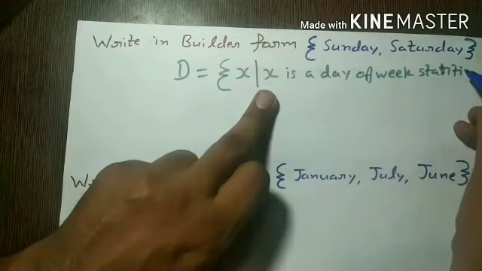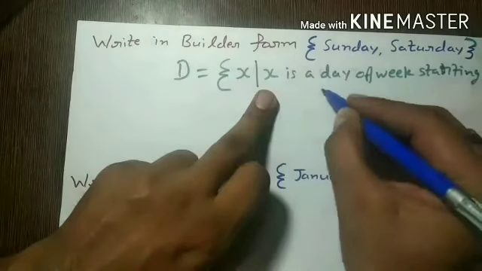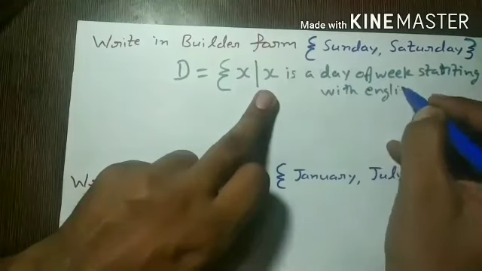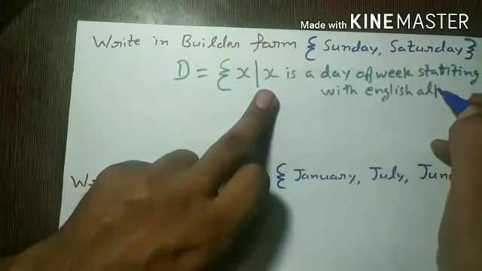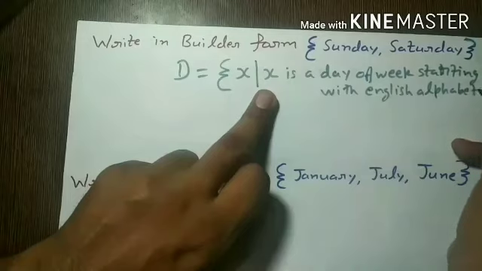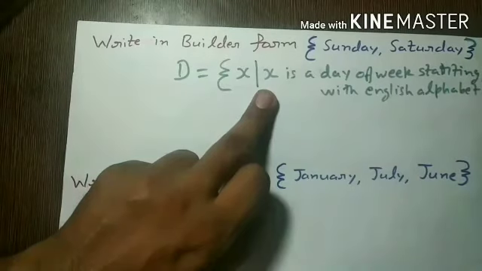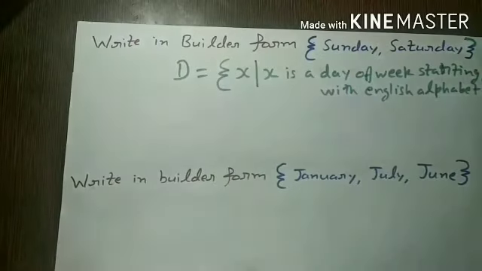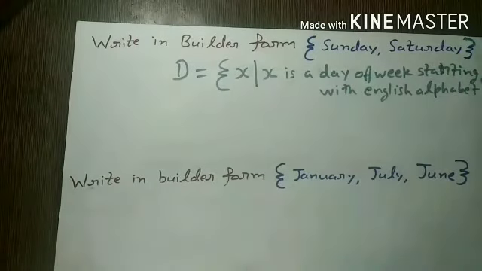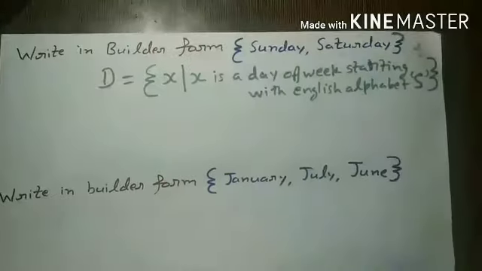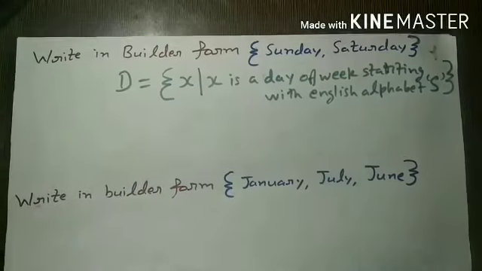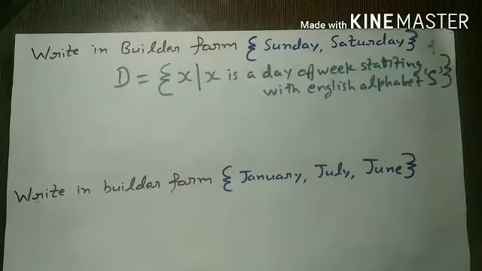Starting with the English alphabet S. Okay, this is the common property. So in this way I will write the builder form for the given set whose members are Sunday and Saturday. Okay student, so you can understand how we have written the set builder form.